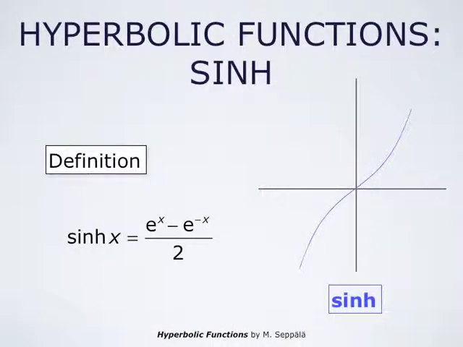The function hyperbolic sine is defined by setting its value at x to be e to the x minus e to the negative of x divided by 2. The graph of the hyperbolic sine function is the blue curve shown here. It is everywhere increasing. It takes the value 0 at x equals 0. For x positive, hyperbolic sine of x is positive. For x negative, hyperbolic sine of x is negative.